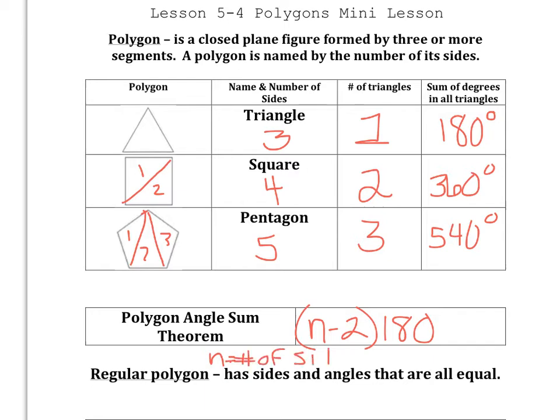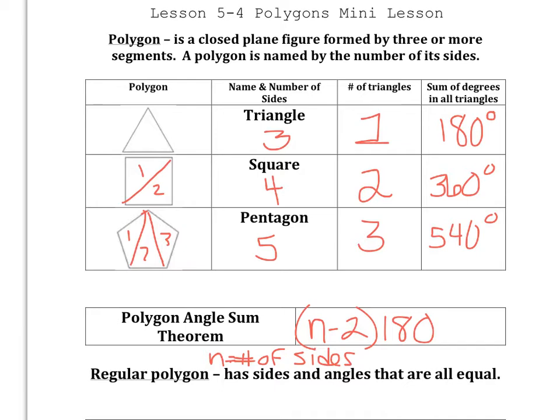So basically, it's just saying that if you know the number of sides in a figure, you can subtract 2 to find the number of triangles. And then because that's the number of triangles contained in the figure, each one of those would have a sum of 180. So you just multiply by 180 to get your angle sum.